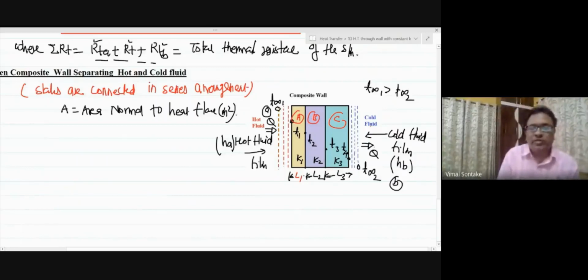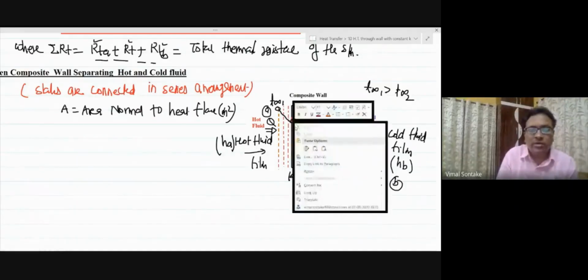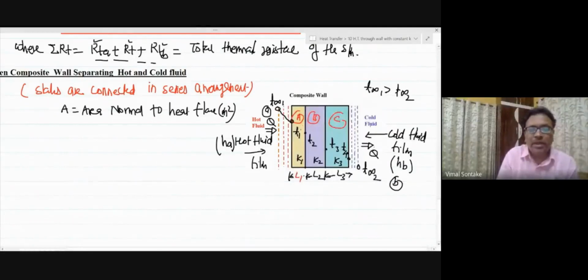When heat transfer takes place from hot fluid to the cold fluid, heat transfer will take place from the hot fluid to the left hand face by convection. The fluid will offer convective thermal resistance and temperature drop will take place inside this fluid film. When heat transfer takes place through material A by conduction, because it is a solid material, again it is going to offer conductive thermal resistance. Temperature drop will take place from T1 to T2.